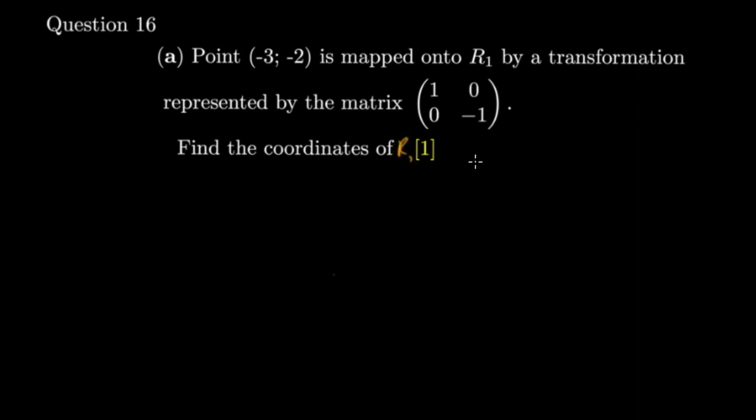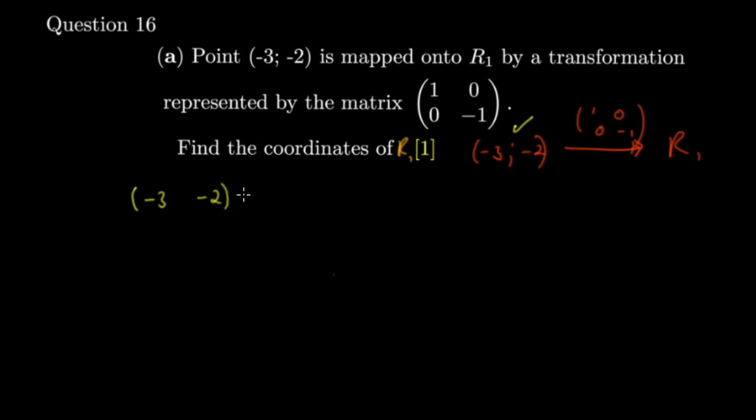So we have this point here. This point is mapped onto R1 by this matrix. So we want to find the coordinates for R1. What it means is we have to get R1 in the coordinate form. So what you do here is you take your original point, (-3, -2).